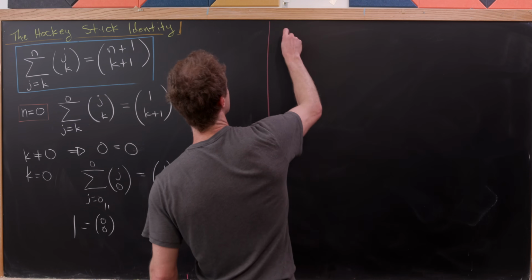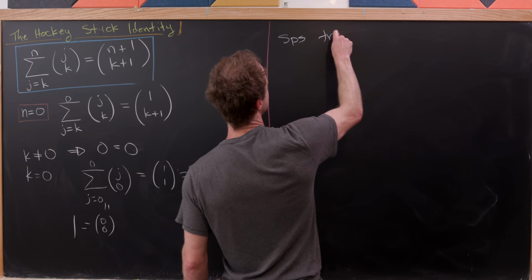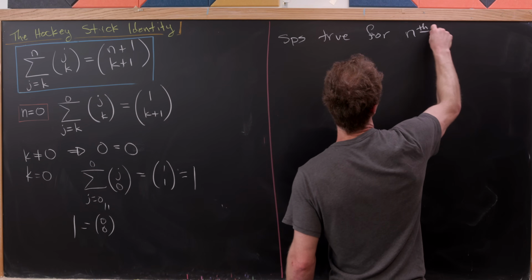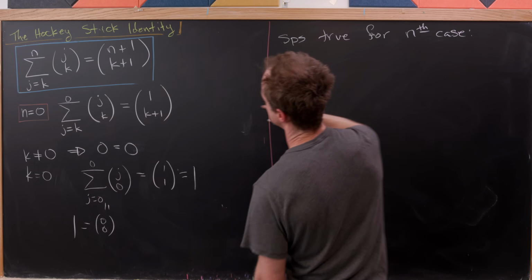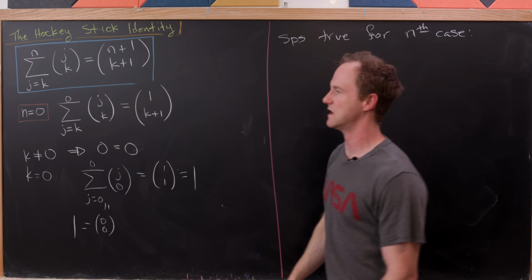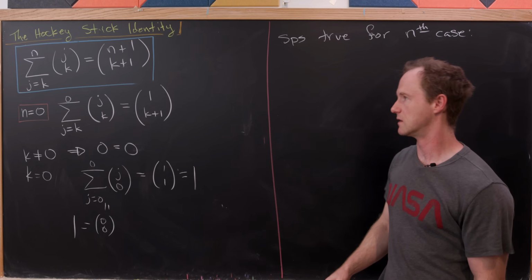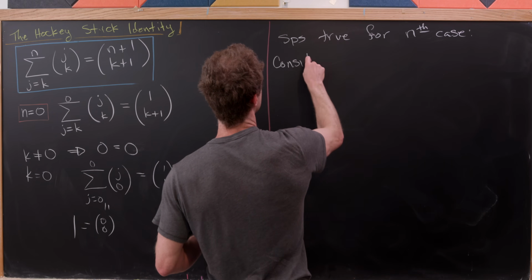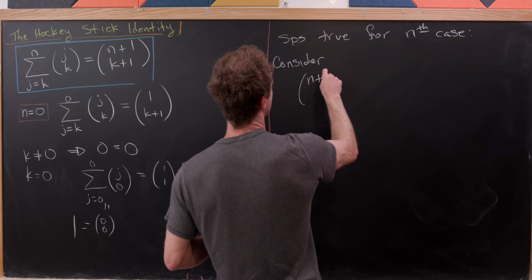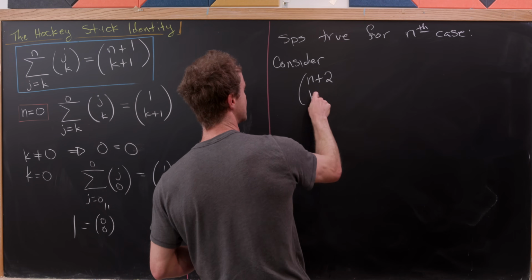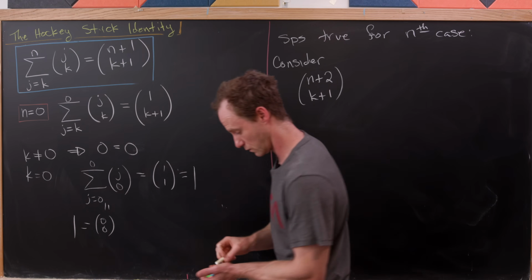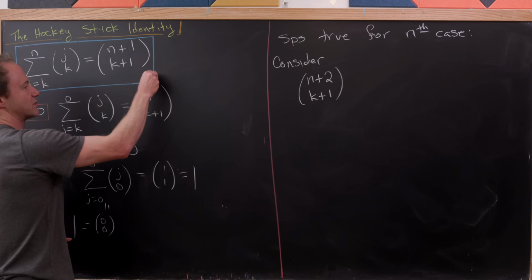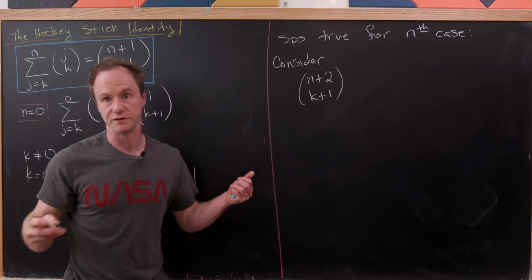Okay, so now let's make an induction hypothesis. Let's suppose this is true for the nth case, so it's true for some fixed n. We have that equation in blue. Great. And now let's consider the n plus first case. If we consider the n plus first case, we really have n plus 2 choose k plus 1, because if we replace n with n plus 1, of course, n plus 1 is n plus 2. I think that goes without saying.